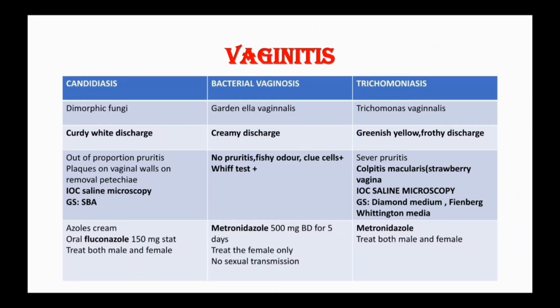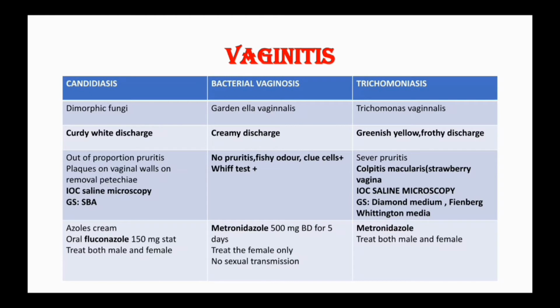Now let us come to one more topic, that is vaginitis. There are three conditions which present with vaginitis: vaginal candidiasis, bacterial vaginosis, and trichomoniasis. Candidiasis is caused by Candida albicans and non-albicans species. Candida is a dimorphic fungus, and it presents as curdy white discharge and out of proportion pruritus. On examination, you will see plaques on the vaginal walls. On removal, you will see petechiae.